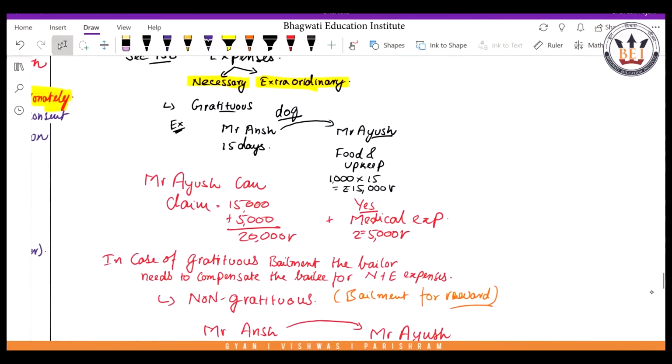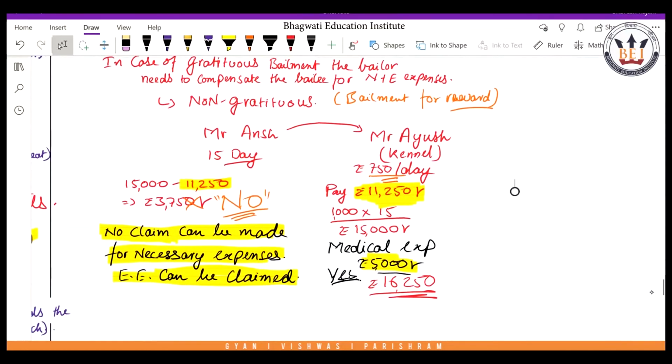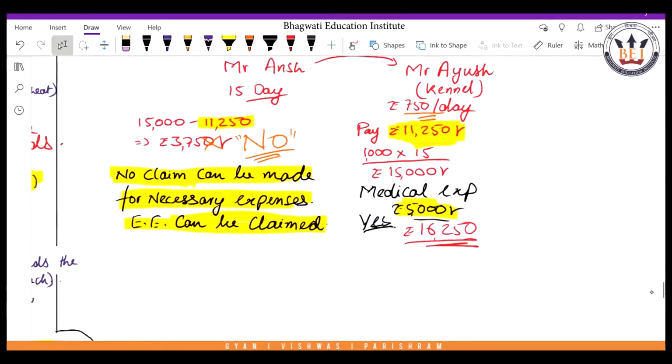So coming to the non-gratuitous part that we have learned, that is bailment for reward. Only extraordinary expenses above and beyond the charges can be claimed, and no necessary expenses can be claimed, and the logic is pretty sound. Now going after 158, going to section 164.